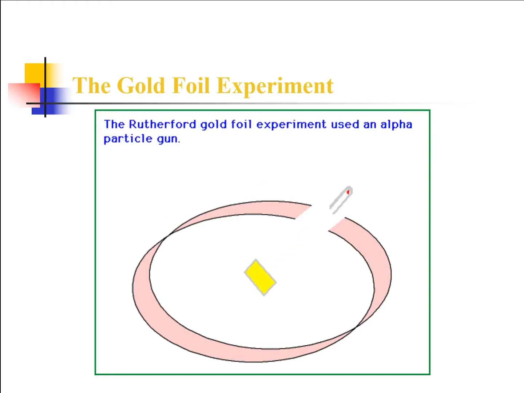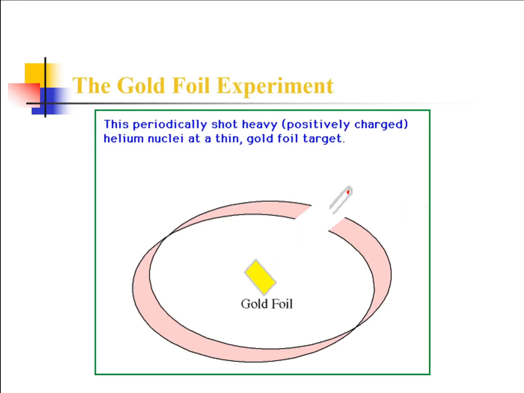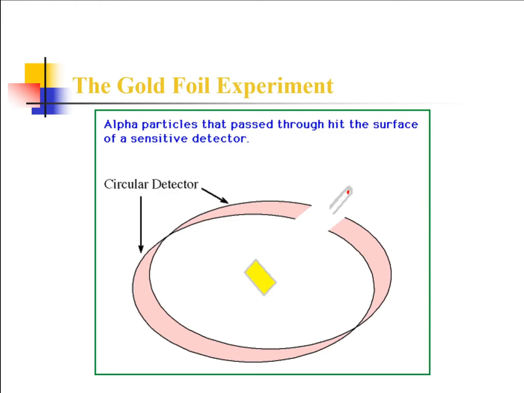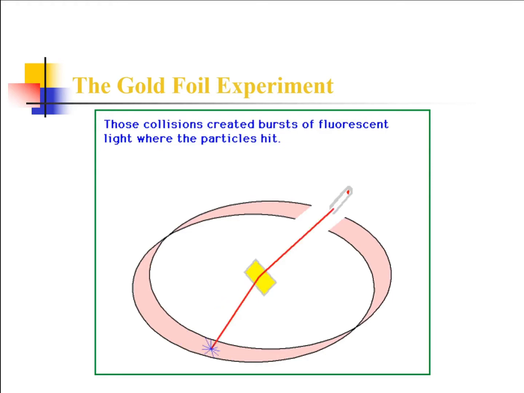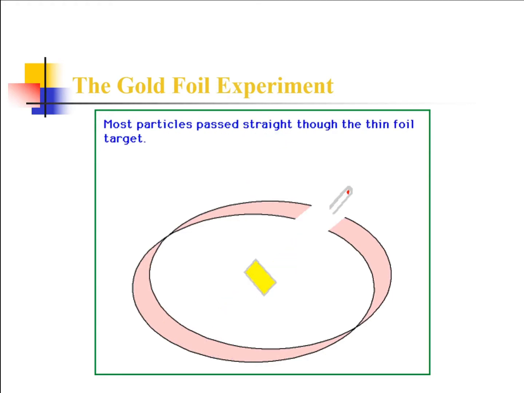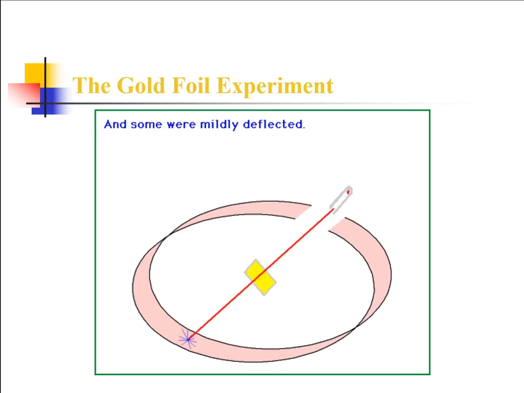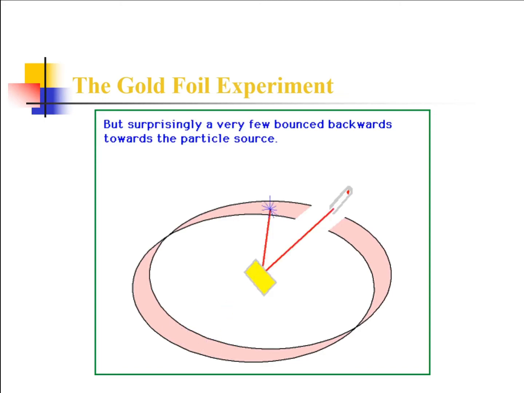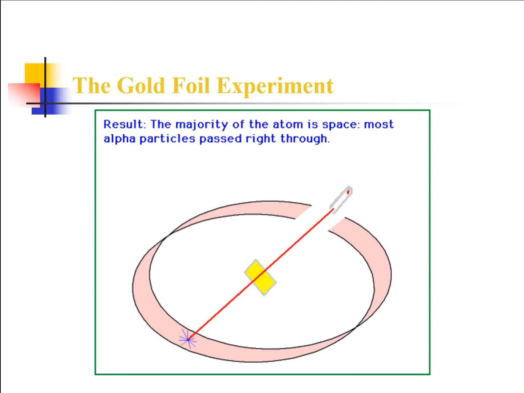Most particles passed straight through the thin foil target, and some were slightly deflected. But surprisingly, a very few bounced backward toward the particle source. The result: the majority of the atom is empty space, so most alpha particles pass right through. But a few hit the very small but very dense, positively charged nucleus.